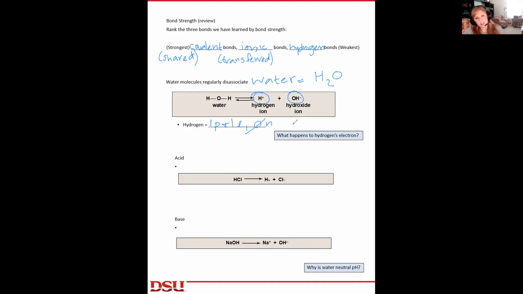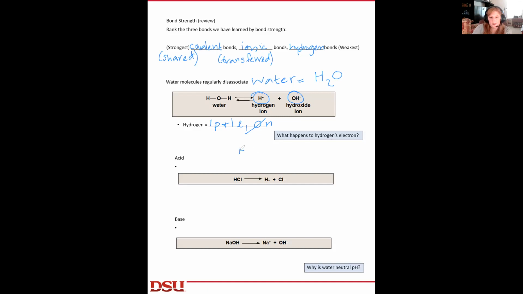So a lot of times when you see an H plus, it's really just representing a proton and saying that that proton has come from a hydrogen atom that has gotten rid of its electron. Okay, makes sense? Again, what happens to hydrogen's electron? Well, it goes and hangs out with the hydroxide ion.